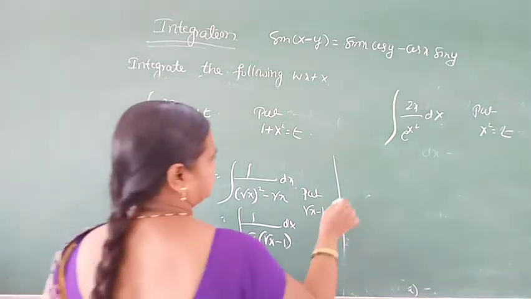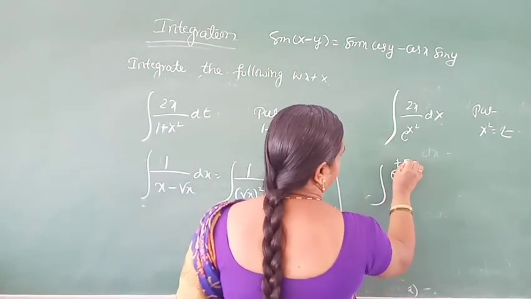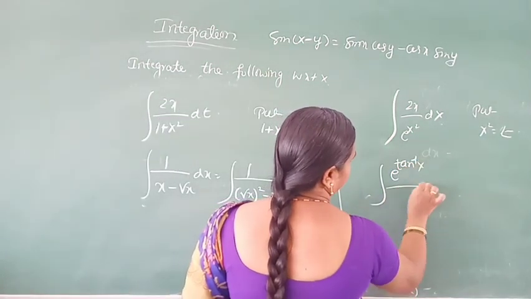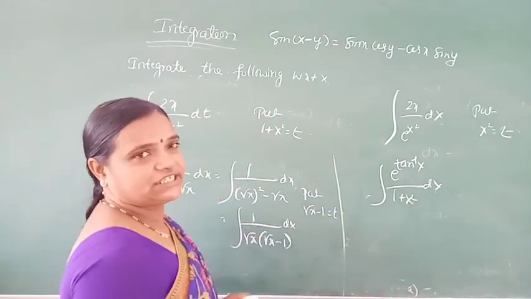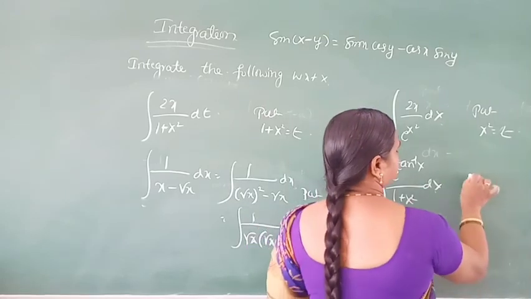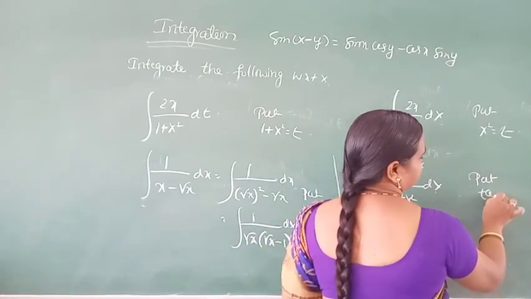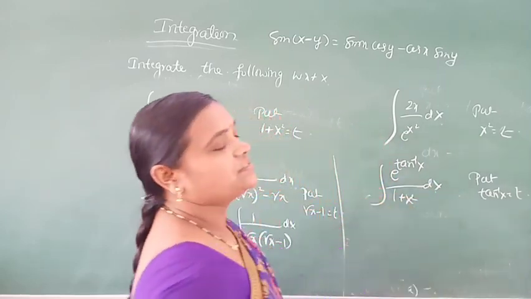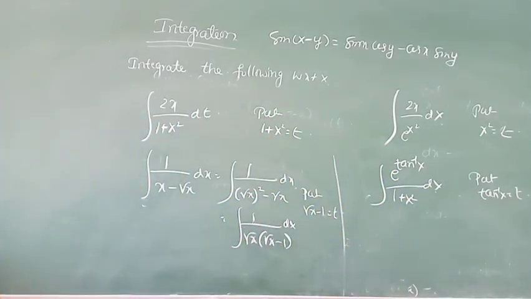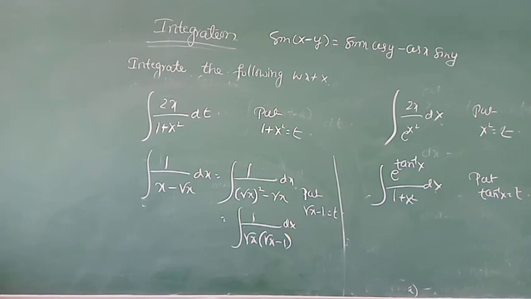Next, another example. E to the power tan inverse x by 1 plus x square dx. Put tan inverse x is t. Correct. Put tan inverse x is t. Why? If you take tan inverse x as t, its differential is 1 by 1 plus x square. That one we are applying directly. Okay. Therefore, we can do so many examples based on that.